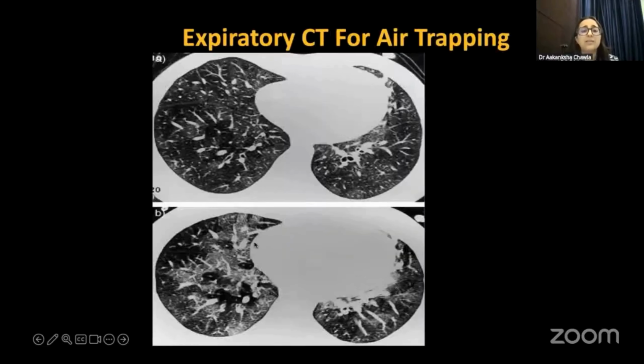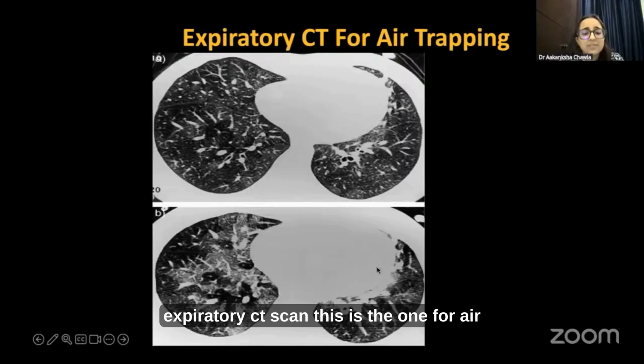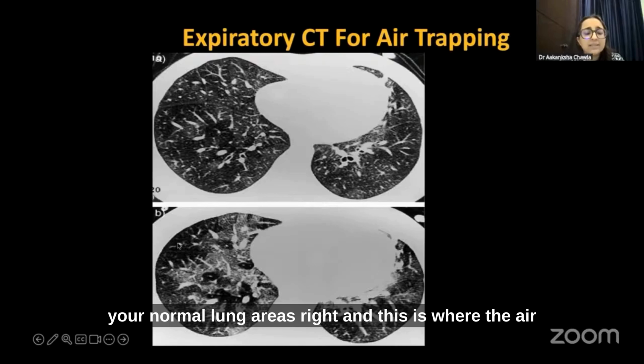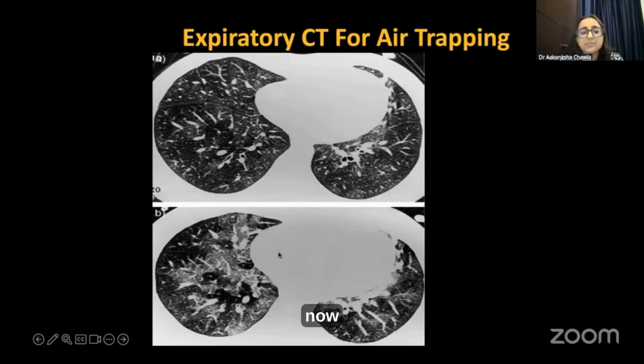Again, another expiratory CT scan. This is the one for air trapping. These areas are normal. These are your normal lung areas, right? And this is where the air trapping has become prominent. And this is an expiratory film.